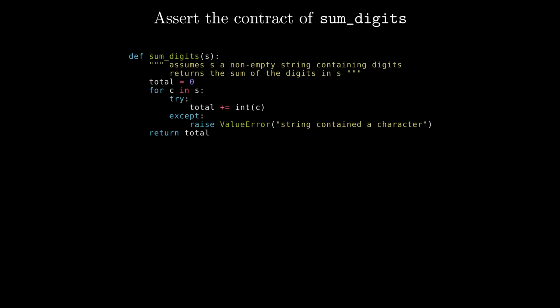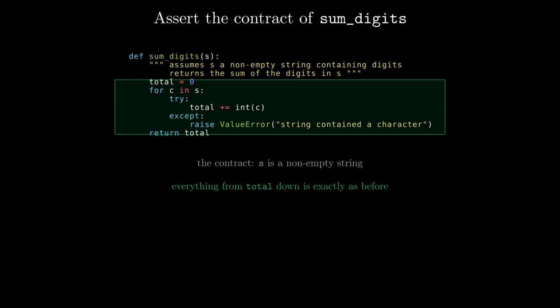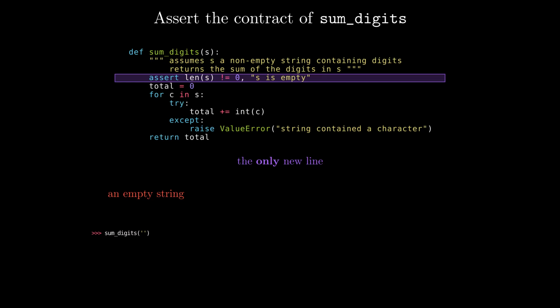Apply this to sum digits from the first two videos. Part of its contract is that S is a non-empty string. Everything from total down to the bottom of the function is exactly what we had before. The only addition is one assert at the top. Assert that the length of S is not equal to 0 with the message "S is empty."